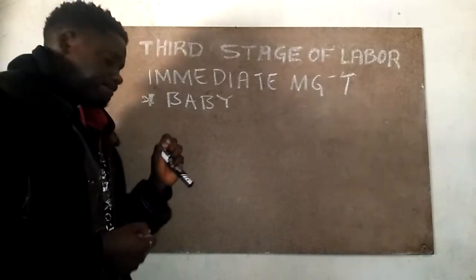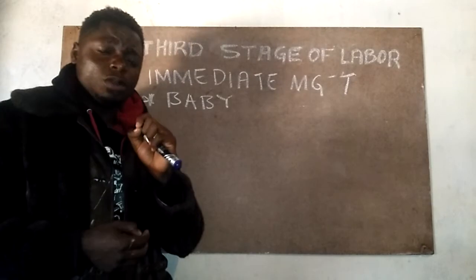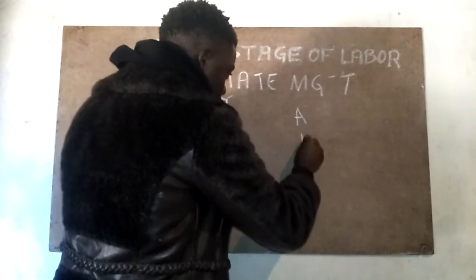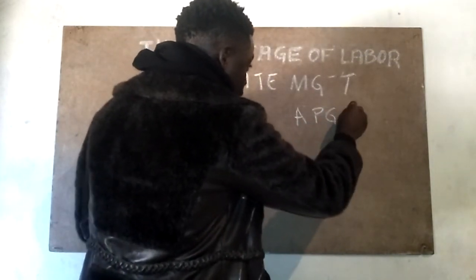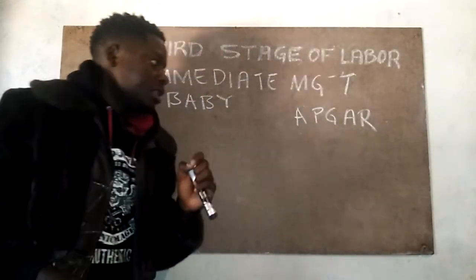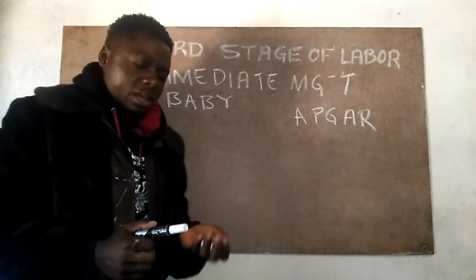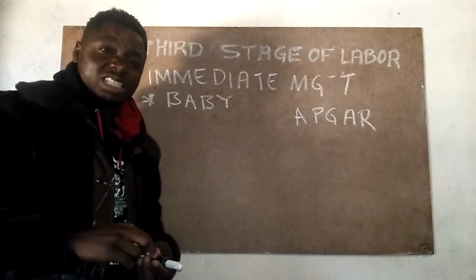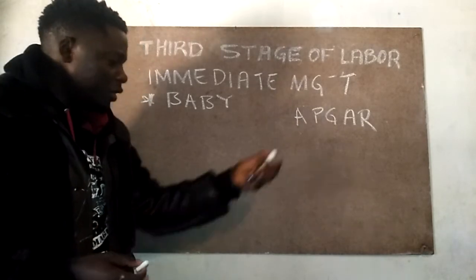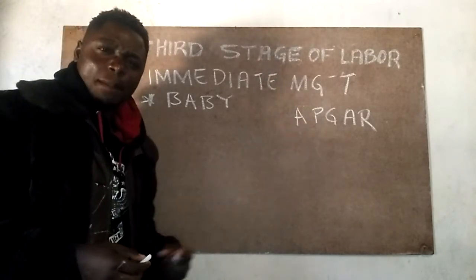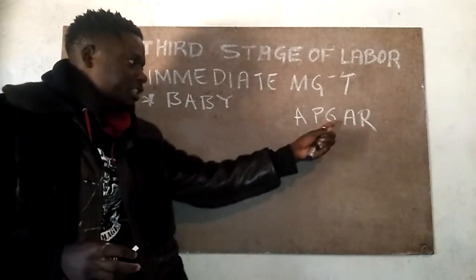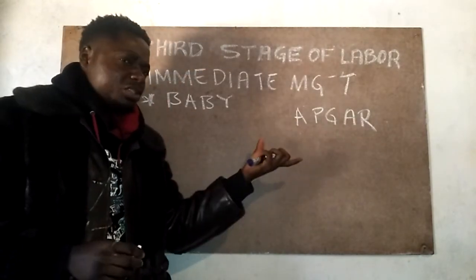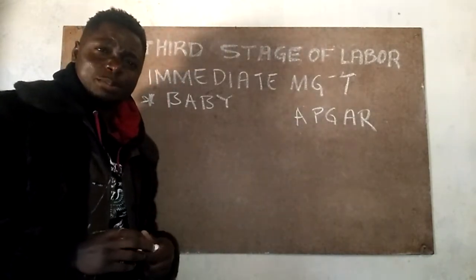We also assess the baby's APGAR score. An APGAR score is simply an acronym, and this is the one that is best used to measure the baby's asphyxia. A stands for appearance, P stands for pulse, G stands for grimace, activity, and respiration. And these are going to be recorded in a single box.